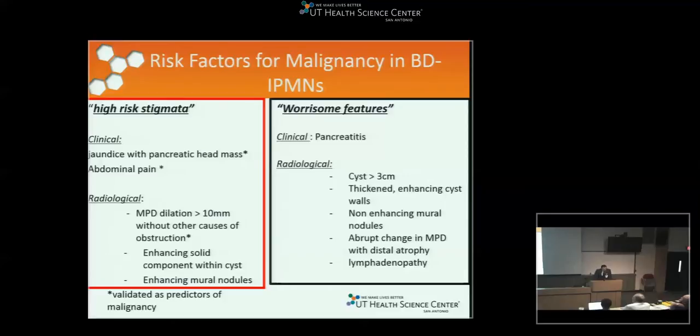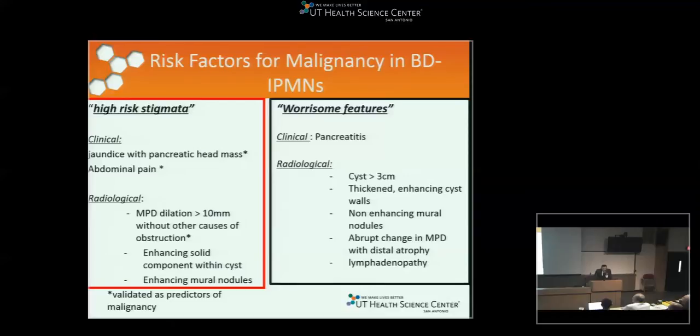Jaundice with a pancreatic head mass as well as abdominal pain were found to be independent predictors of malignancy in the literature after being validated by one study. Radiographically, main pancreatic duct dilation greater than 1 centimeter without other explanation, enhancing solid components within the cysts, and enhancing mural nodules are also categorized as high-risk stigmata.